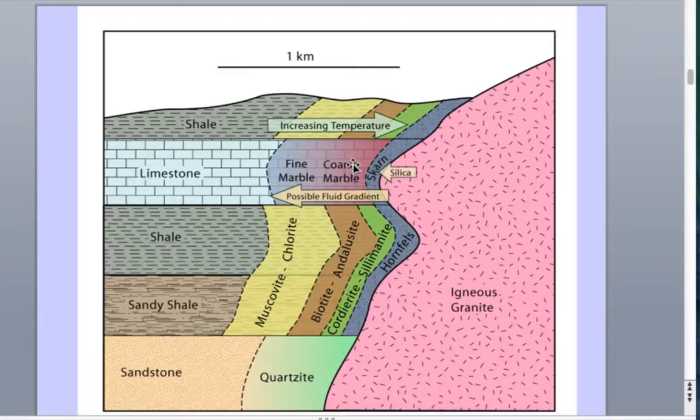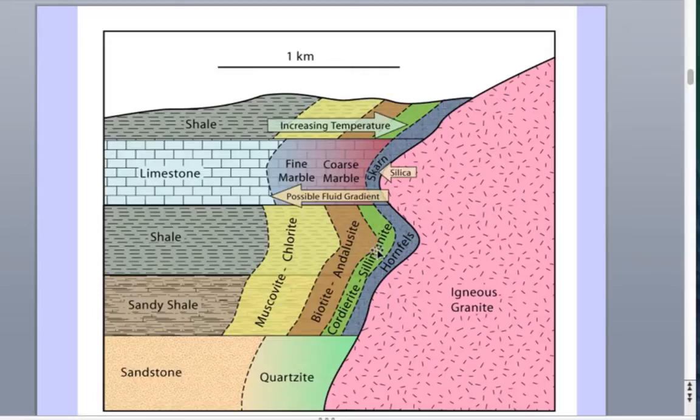But then as you get into the limestone, you'll see a coarser marble because you had the higher heat and higher kinetic energy making bigger crystals, and then finer marble as you move away. So those are some of the features you may see in the metamorphism.